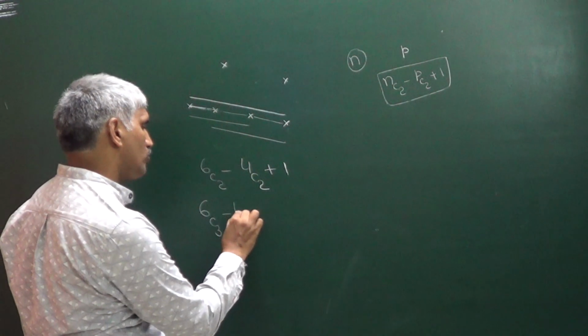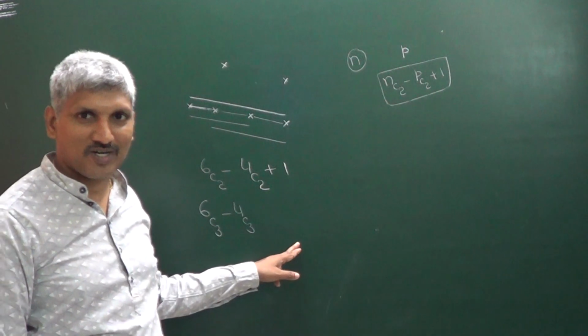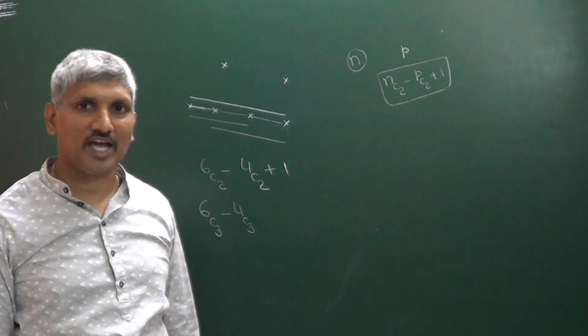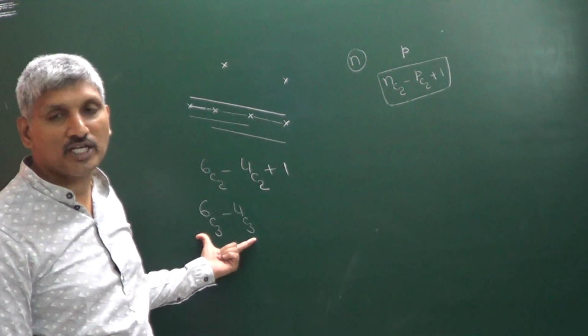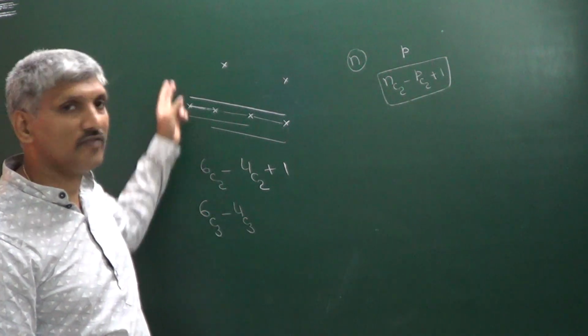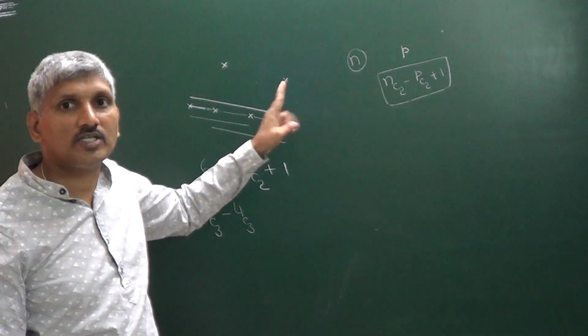That's why remove those 3 points, you will get 4C3. No need to add plus 1, because with the help of these 4 points, we are not getting a triangle. That's why 6C3 minus 4C3 is the answer for number of triangles. Out of 6 points, 4 points are collinear.